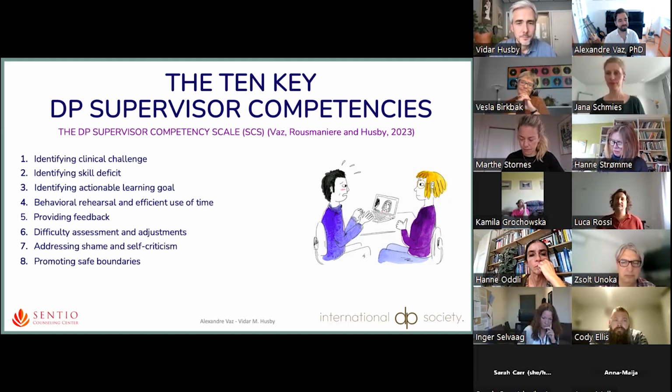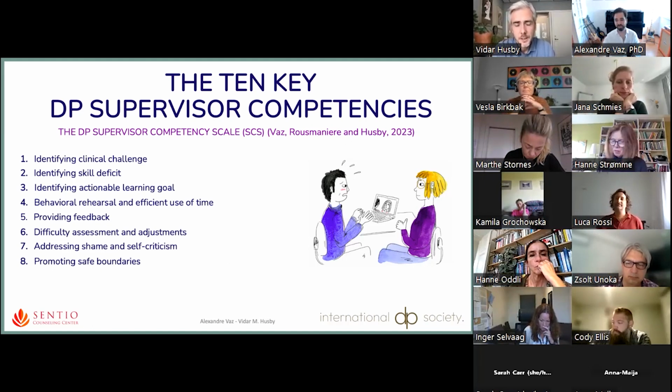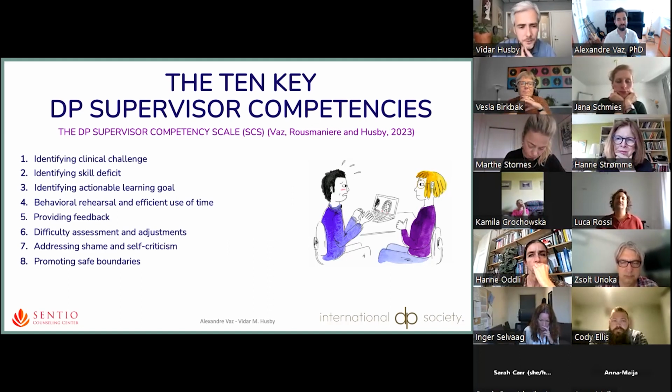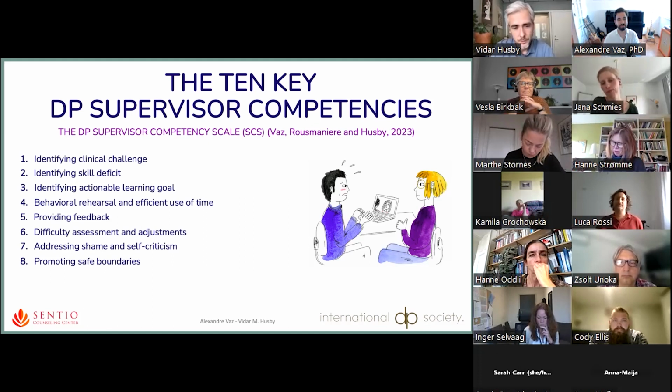And the 8th, these ones touch upon each other. The 8th key supervisor competency is promoting safe boundaries. This is about explicitly encouraging and prizing the trainees' privacy and autonomy, and to tactfully discourage the exploration of the trainees' personal material that is not directly related to the supervision work. So it's about always having contact with the clinical work and what we are actually aiming to achieve in supervision throughout the supervision.